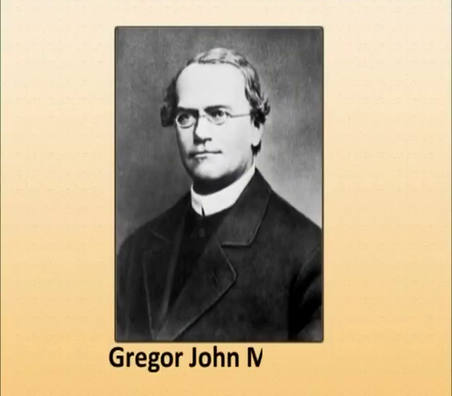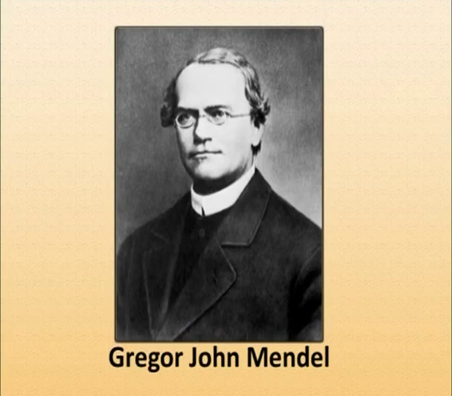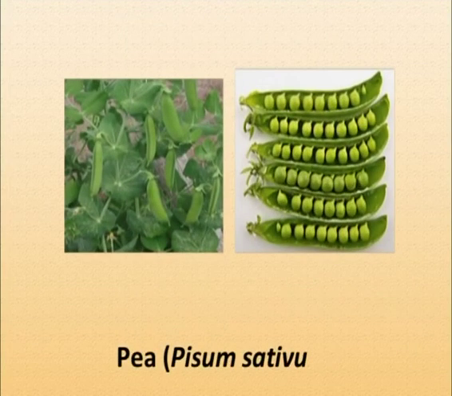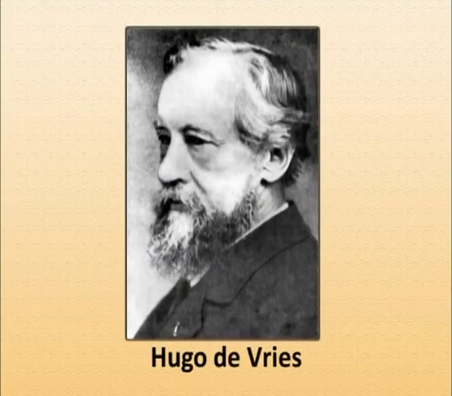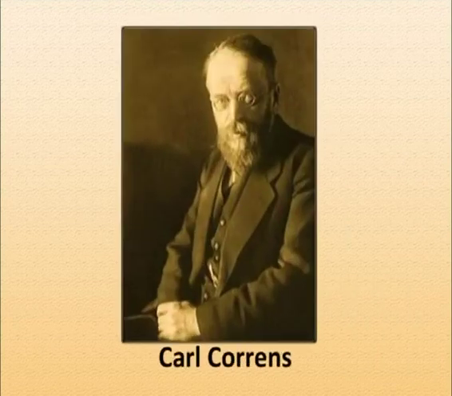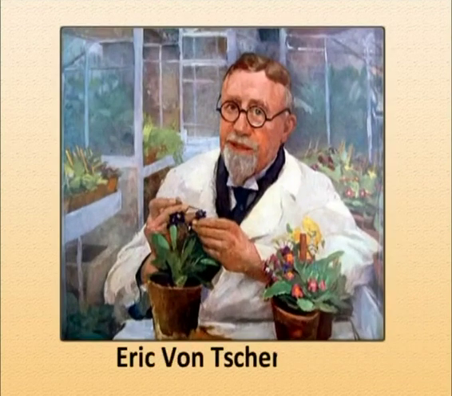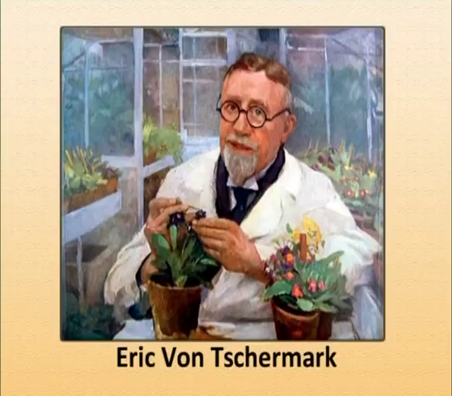Gregor John Mendel, who is called the father of genetics, started his famous hybridization experiments on garden pea, botanically known as Pisum sativum, in 1857 and published his results in 1866 in the form of laws of inheritance, also called laws of heredity. His laws of inheritance were in fact rediscovered in 1901 by Hugo de Vries from Holland, Karl Correns from Germany, and Erich von Tschermak from Austria.